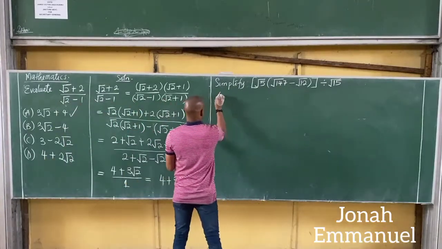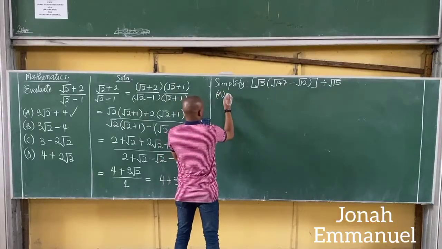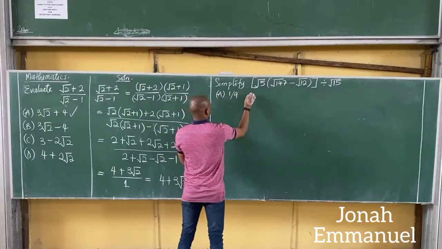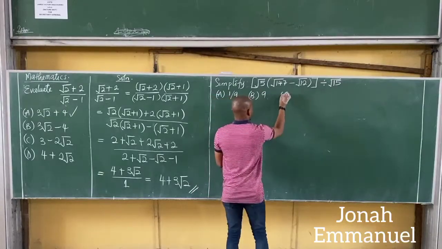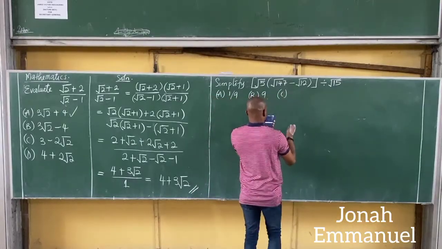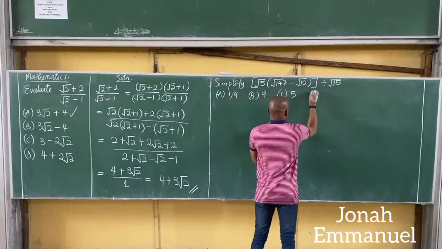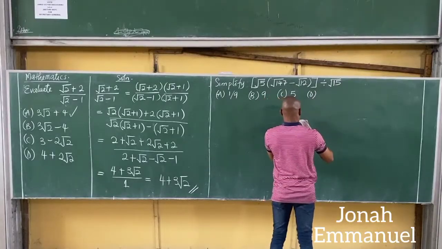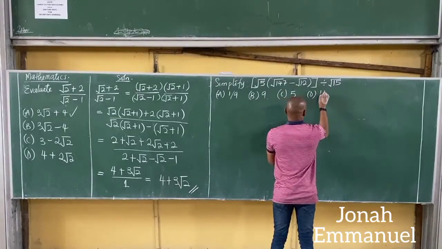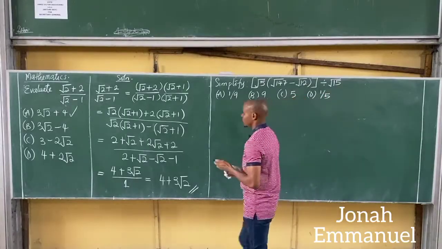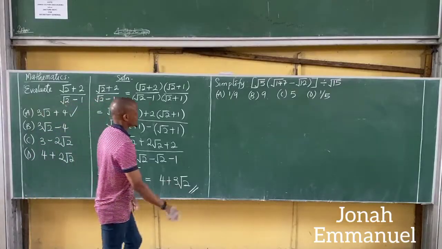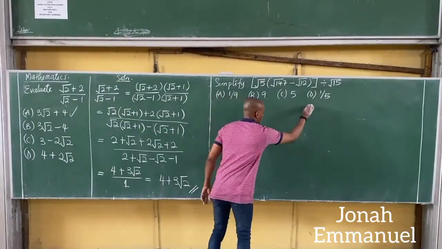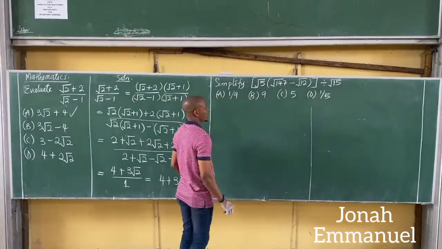See your options. A says 1 over 9. B says 9. C says 5. D says 1 over 5. Let's get this one done. Alright, so how do I solve this? First of all, write this one in a form you can easily grasp.